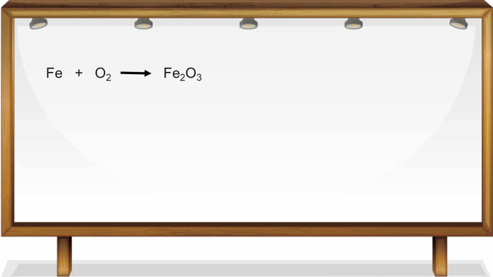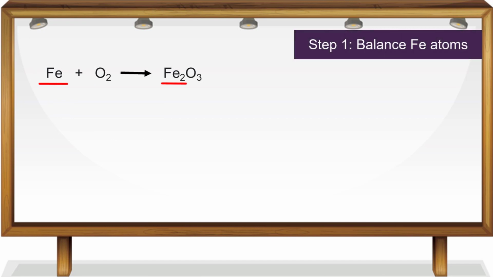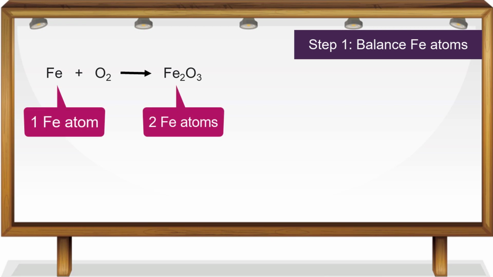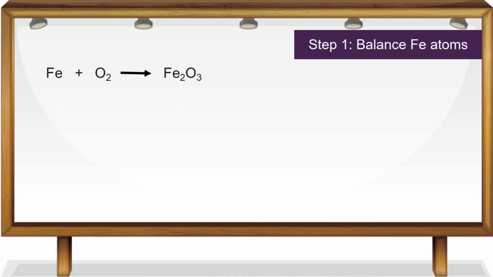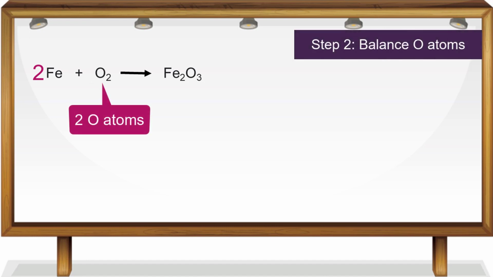Let's start by balancing the iron atoms. We have one iron atom on the left hand side and two iron atoms on the right hand side. So we need to add a coefficient of 2 to the iron on the left hand side. Now let's balance the oxygen atoms. We have 2 oxygen atoms on the left hand side and 3 oxygen atoms on the right hand side.